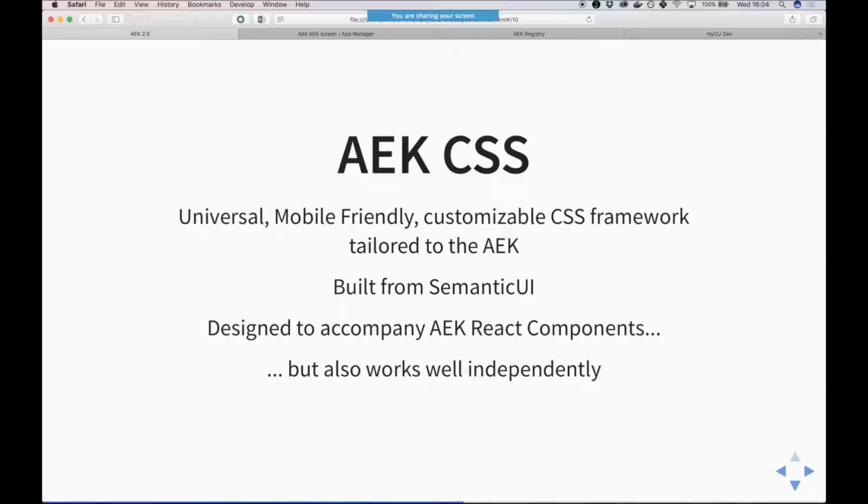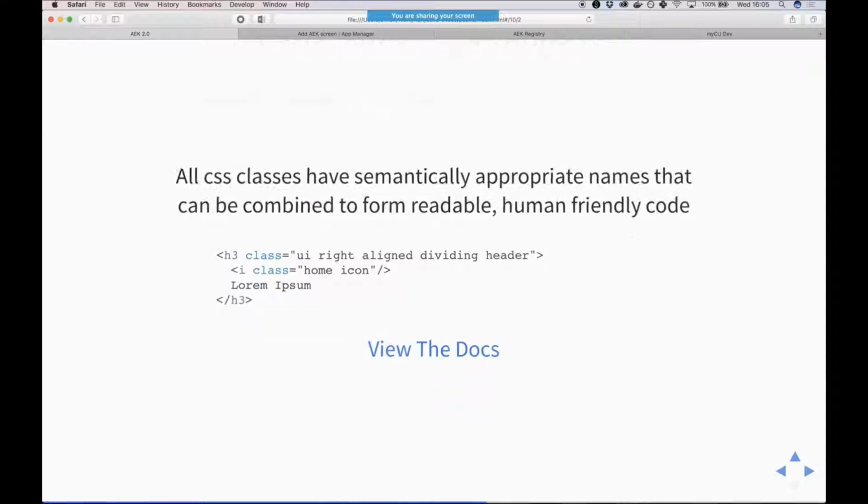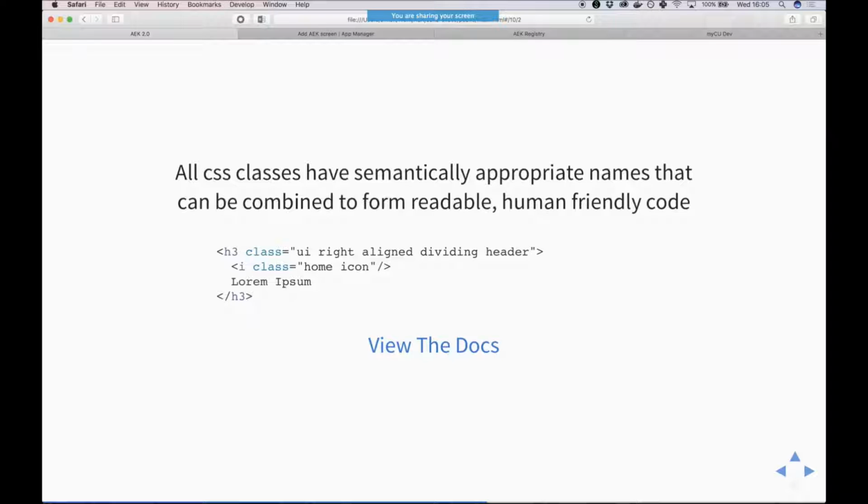So if you weren't going to use React, if you were just going to use HTML and CSS, you could use the AEK CSS to work with that. And it's called semantic because it semantically names things. So you can see here, a button is called a button. Because it's all done in this way, it's all appropriate naming. There's no shorthand which you need to learn. It's very human friendly, and you can read this quite easily.